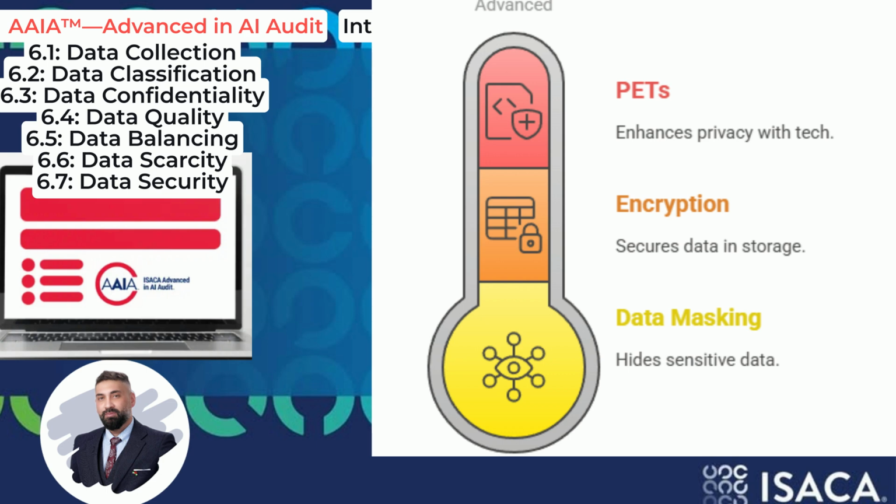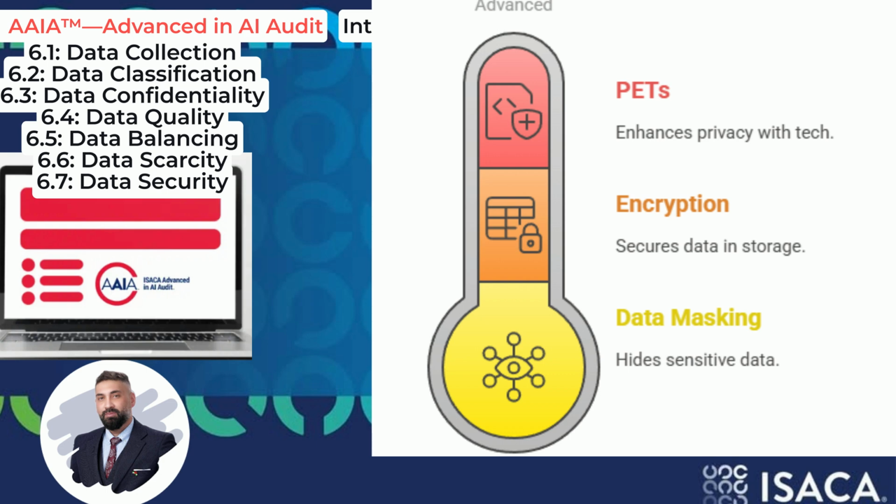Closely linked to data classification is Section 6.3, Data Confidentiality. Data confidentiality in the context of AI refers to the critical task of protecting data from unauthorized access, disclosure, or use throughout its life cycle. AI introduces new and complex vectors for potential confidentiality breaches, such as sophisticated attacks like model inversion, which tries to reconstruct training data from the model itself.